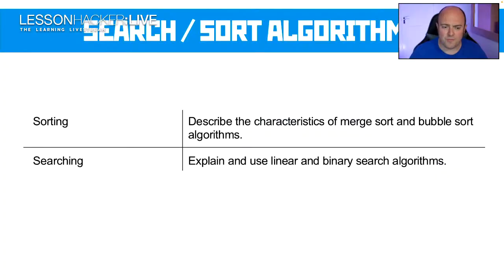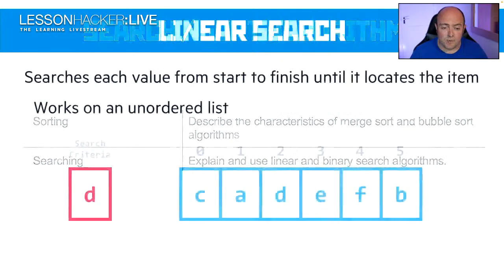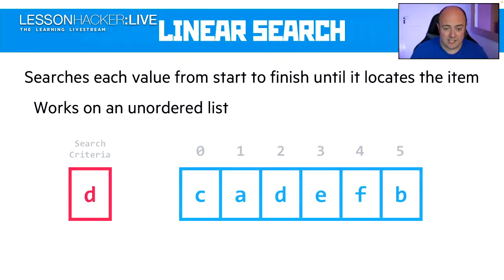These are what you need to know. Sorting algorithms: you need to know merge sort and bubble sort and the characteristics. So what they are, how they work, what's good and bad about them. And for searching, you need to understand linear and binary search algorithms. Okay, so here's linear search. Linear search works on unordered data. So if the data is in a random order, this works fine.